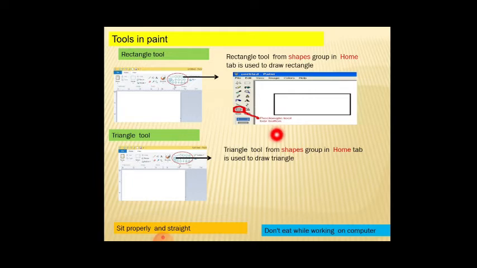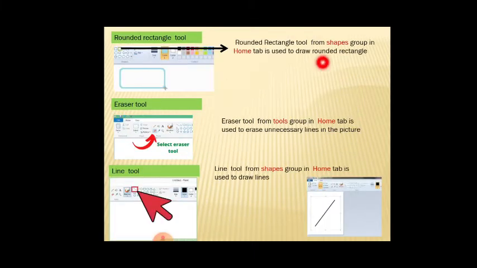Next, let us start with the tools now. What is a rectangle tool? Everybody has seen a rectangle. In mathematics you are going to learn the rectangle, triangle. These are some of the shapes. Here we are going to make a rectangle with the tool called the rectangle tool from the shapes group in the home tab. Next is the triangle tool, as shown here in the image. We choose the triangle tool from the shapes group in the home tab to draw a triangle.